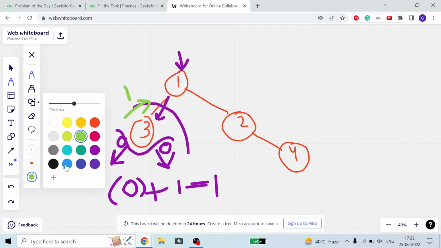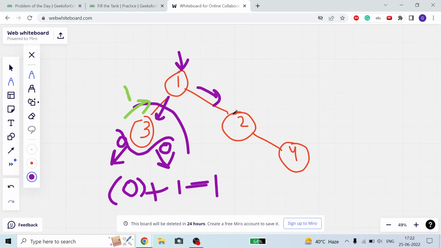Now the DFS call comes to 2. Now from 2 it will go to 4. Now from 4 it will go to right, it will go to left. Okay, so we can say the children of 4 require 0 units of water, because there are no children present. So 4 will say, okay, my children require 0 units of water, and I require 1 unit of water. So total water this tree requires is 0 plus 1, that is 1. It children required 0, it required 1. So total amount of water it requires is 1.